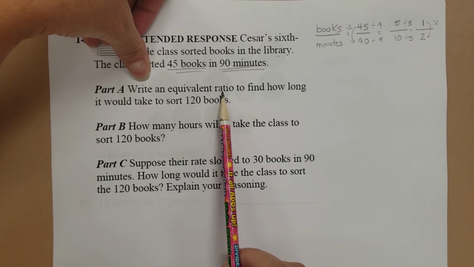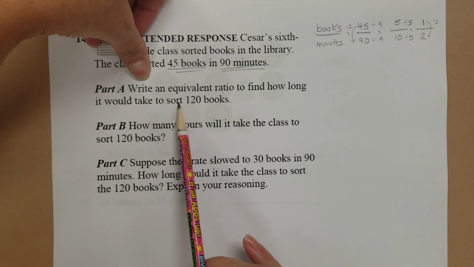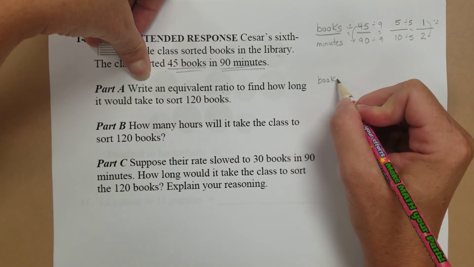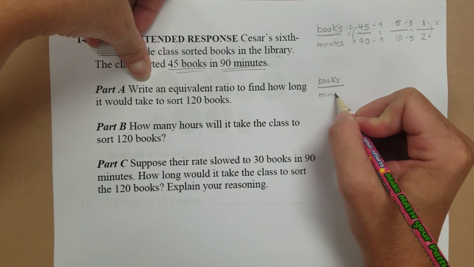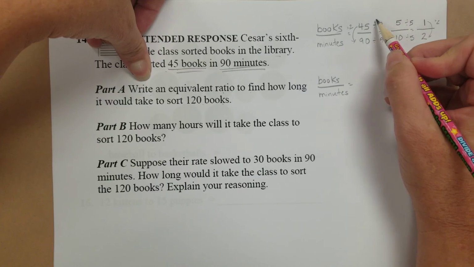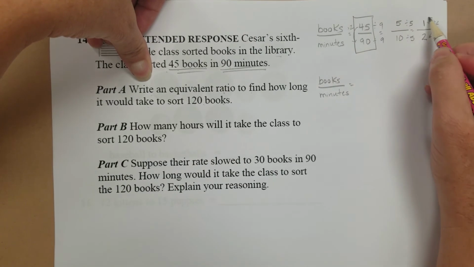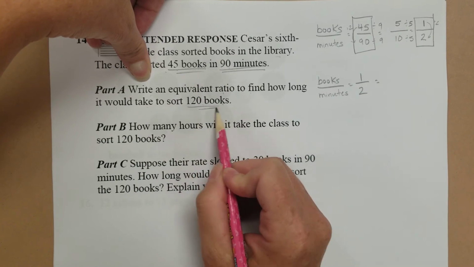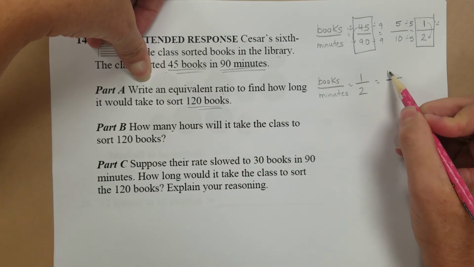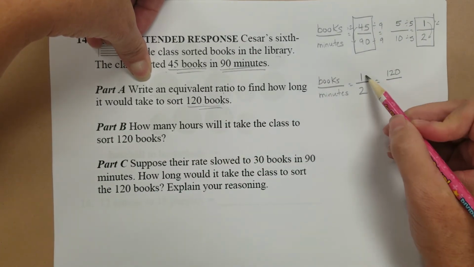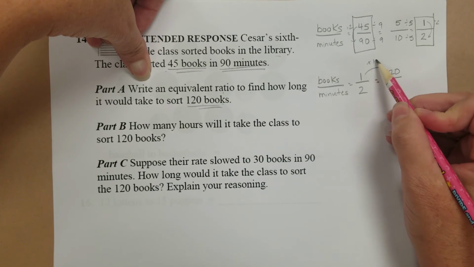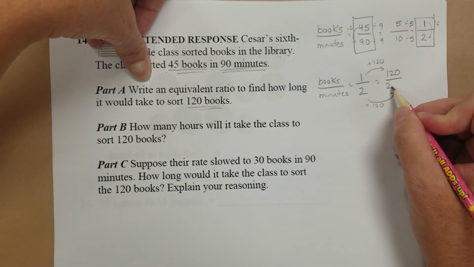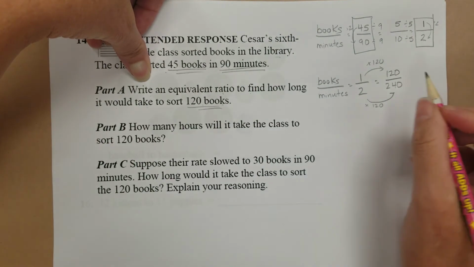Write an equivalent ratio to find how long it would take to sort 120 books. Well, we have books again and minutes. Our rate is 45 to 90, but we're going to use 1 to 2 because that's easier to work with. And we have 120 books, so that goes on top. So this is times 120. So that's 240 minutes.